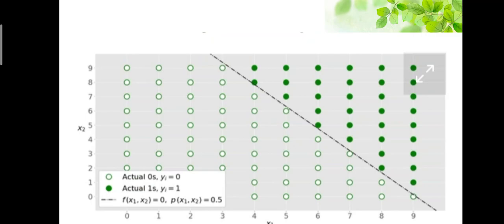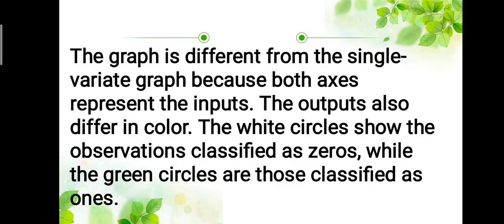Here is the graph of multivariate logistic regression. Proceed to the next one. The graph is different from the single-variate graph because both axes represent the inputs. The outputs also differ in color. The white circles show the observations classified as zeros, while the green circles are those classified as ones.